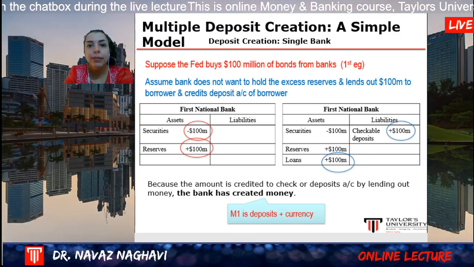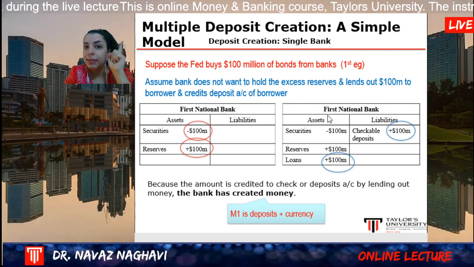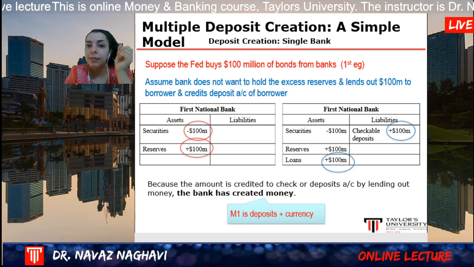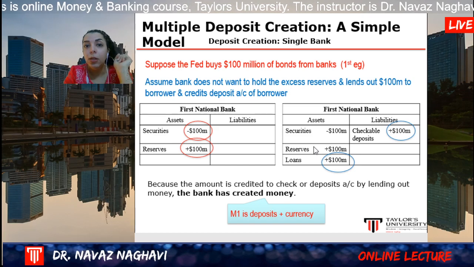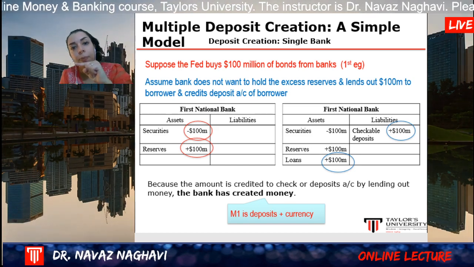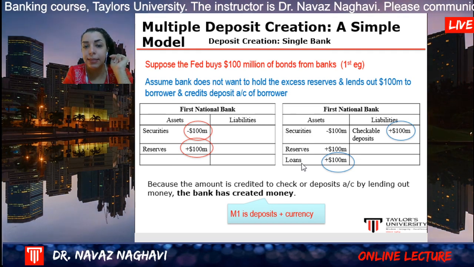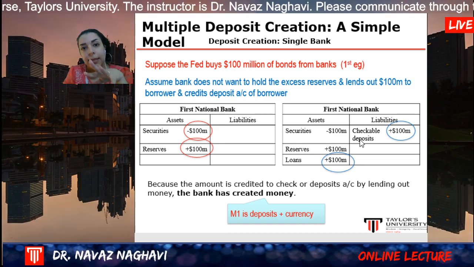That loan is the asset for the banking system. Do remember, any loan is the asset for the bank. Even if that loan is coming from the Fed to the banking system, that loan is the asset for the Fed. Now here, again, the loan is going from the bank to the public. Again, the loan is the asset for the banking system. So that's why you can see that it's a loan here. So the loan has increased. The checkable deposit has increased, of course.